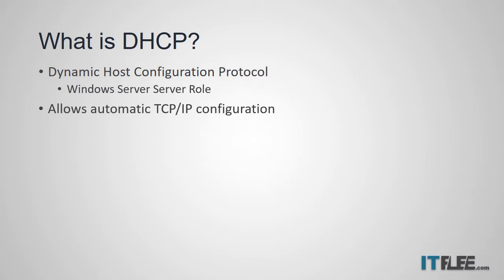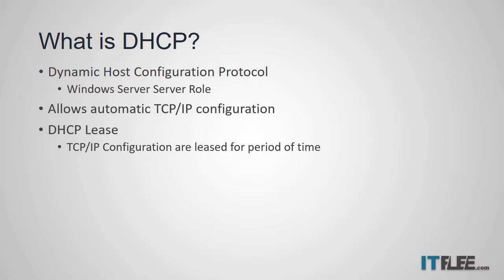The configuration that DHCP assigns is not permanently given to the client computer, but instead it's leased to the client for a certain amount of time. Once a DHCP lease has expired, the client computer must reach back to the DHCP server and renew its existing lease, or it must obtain an entire new configuration and lease.